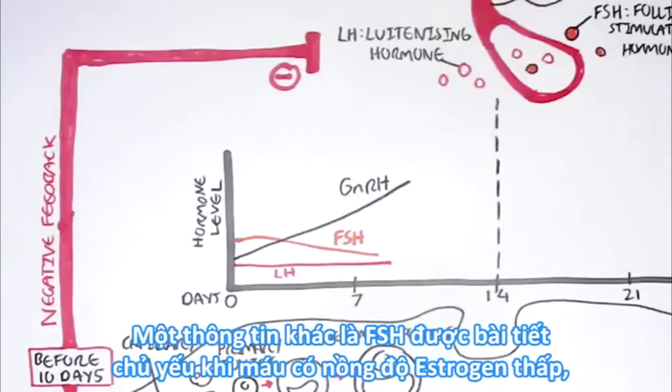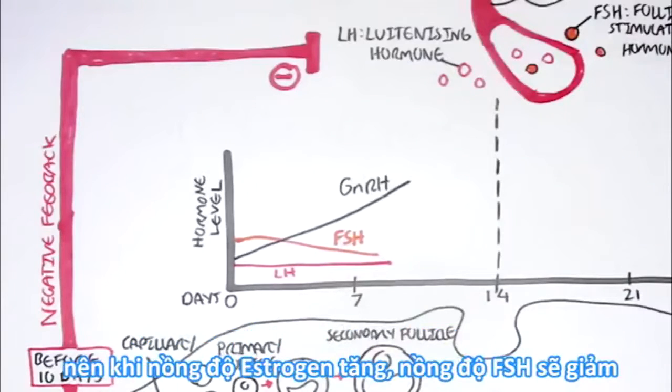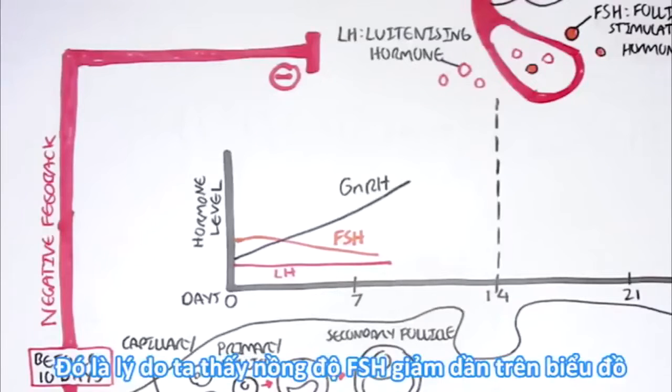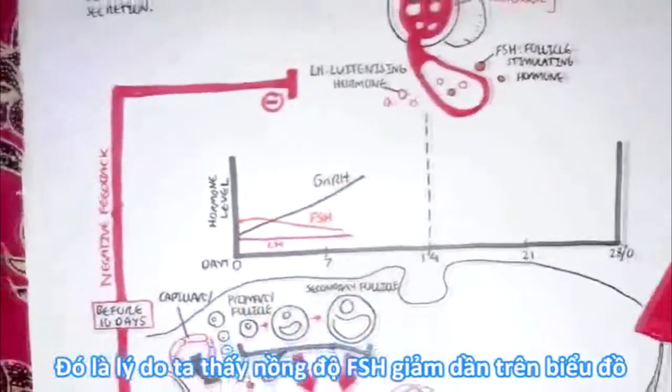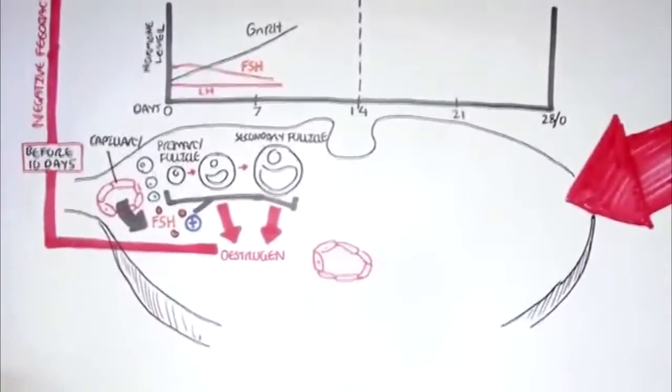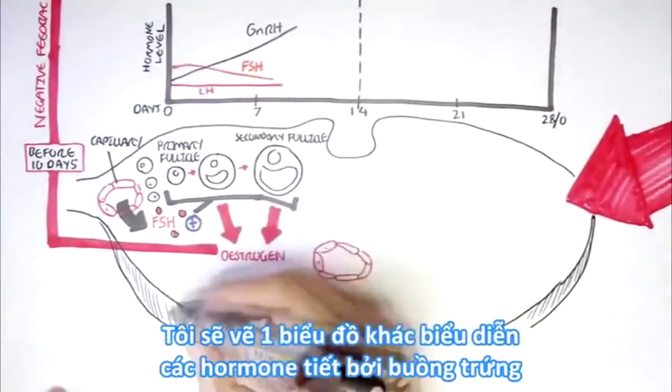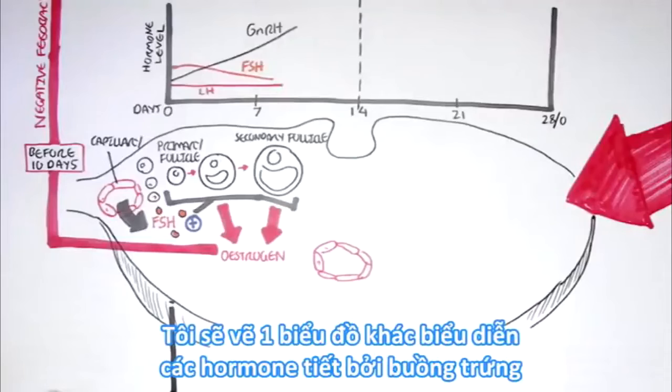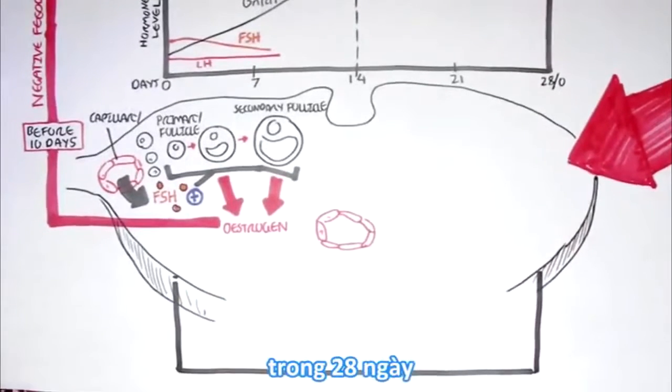Another fact is that follicle stimulating hormone is secreted primarily in response to low estrogen concentrations. So when estrogen levels rise, follicle stimulating hormone levels will fall. And that is why we see in the graph a steady drop in follicle stimulating hormone, because there's an increase in estrogen levels from the follicles. So let's draw another graph and see the concentrations of the hormones produced by the ovaries during the menstrual cycle, which goes on for 28 days.